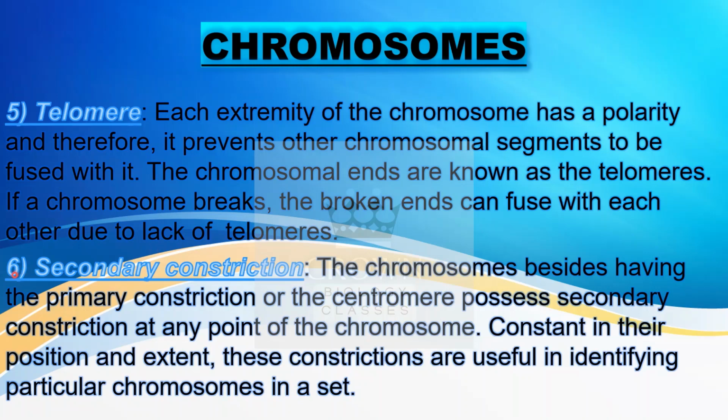The sixth component involved in the formation of structure of chromosome is secondary constriction. Besides having the primary constriction, also known as the centromere, chromosomes possess a secondary constriction at some point on the chromosome. This secondary constriction is constant in position. That means its position is specific on a chromosome and its amount, that means its extent, is also fixed. Due to this constant nature, these constrictions are useful in identifying particular chromosomes in a set.